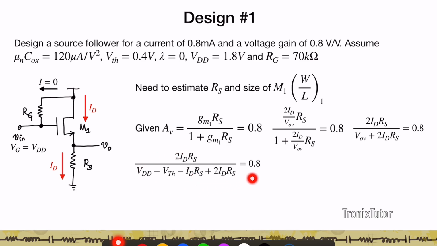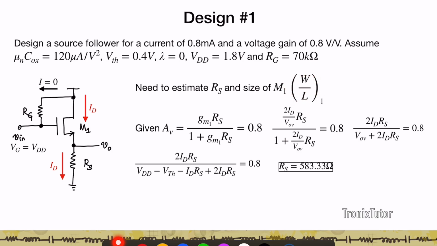Right, so now I have an equation here where all the parameters in this are known. ID is known, VDD is known, VTH is known. Right, so the only thing unknown in this is RS. So I can solve for RS and I get RS to be 583.33 ohms. Right? So this is the resistance that needs to be connected to the source of M1 so that I can have a current of 0.8 milliamp flowing through the circuit and have a small signal gain of 0.8 volts per volt. Now all I need to do is find the size of M1.